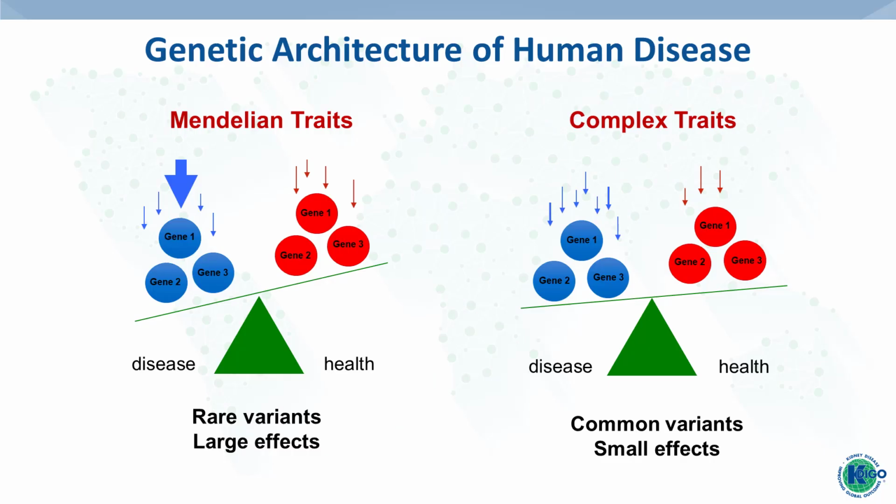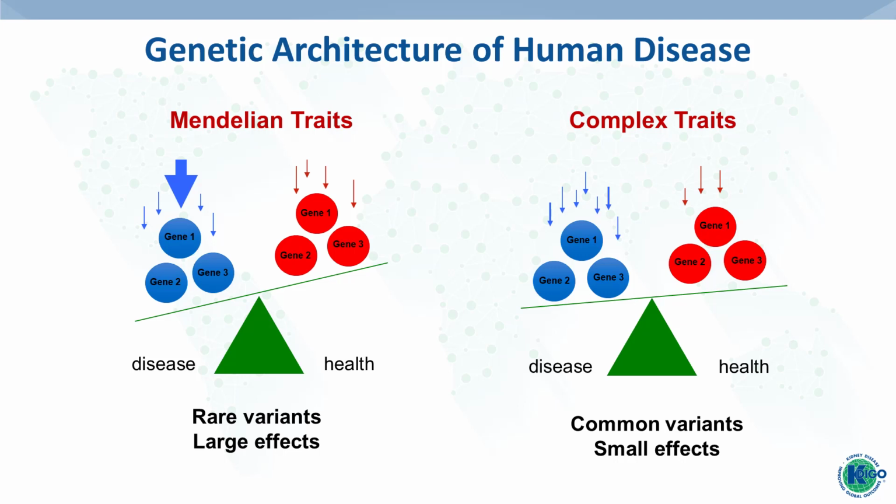So let's get started with basic concepts on the genetic architecture of human disease. From the genetic perspective, we think about human diseases in two categories: monogenic diseases or Mendelian traits that are determined by rare variants, inherited variants with relatively large effect that tilt the balance of health towards the disease state. These variants typically have relatively high penetrance, so individuals carrying these variants have a high probability of developing a given trait.